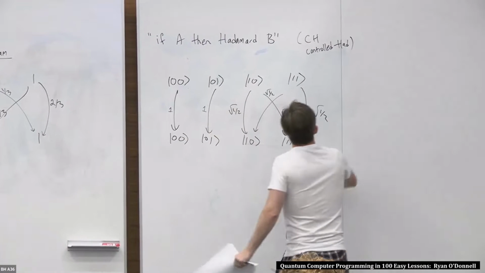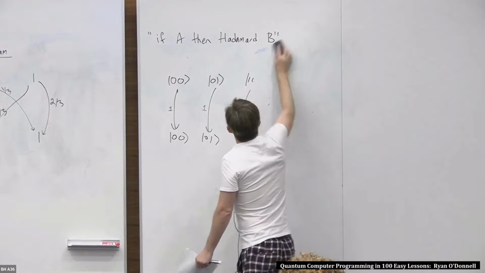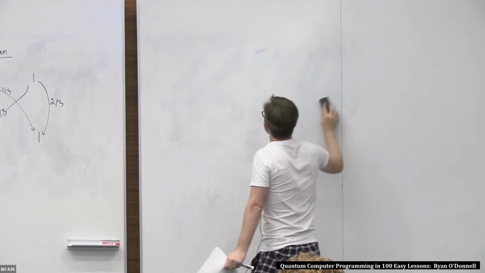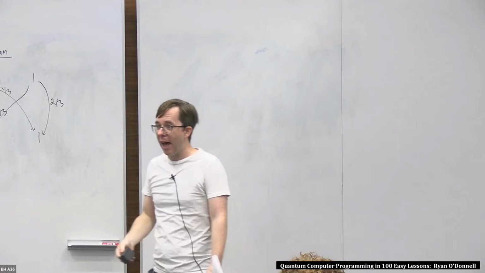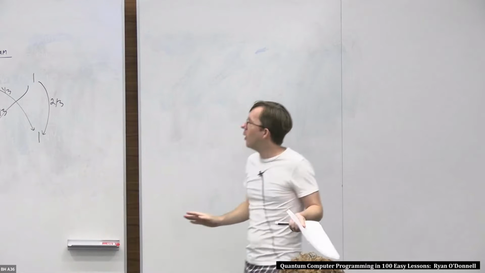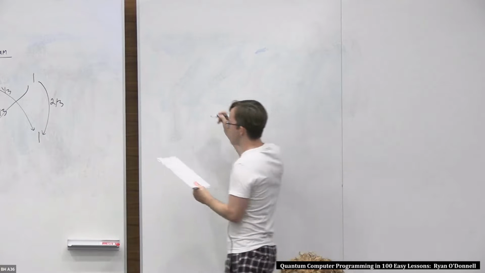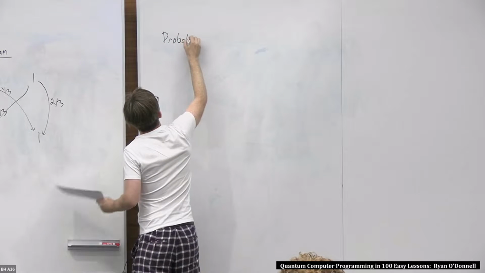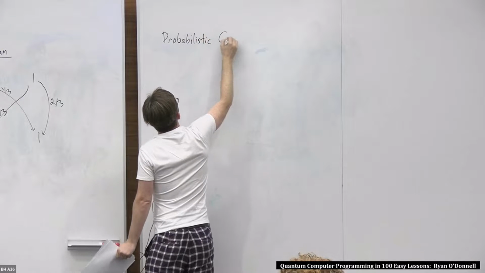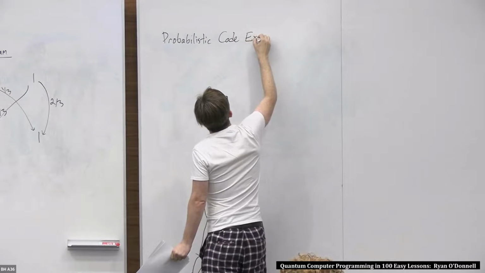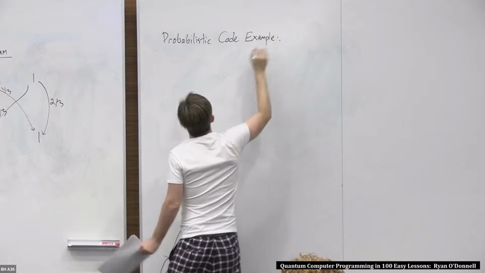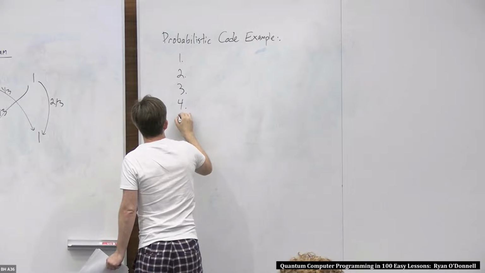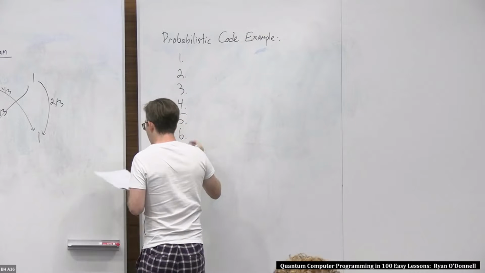Okay, so now I'm going to write some probabilistic code down. This probabilistic code is not trying to do anything. It has no purpose. It's just like I picked some instructions out of a hat and put them in a row. So we're not trying to care what this code does. It's just for illustrative purposes. Okay, a probabilistic code example. It's like a little function. It's going to have 7 instructions. And they're kind of random.